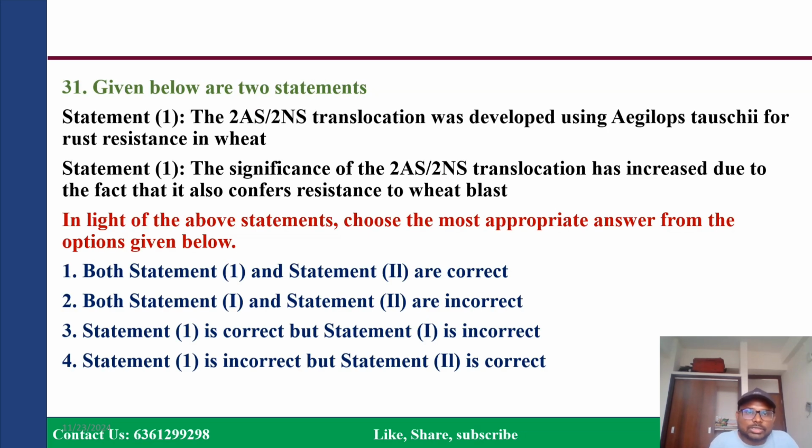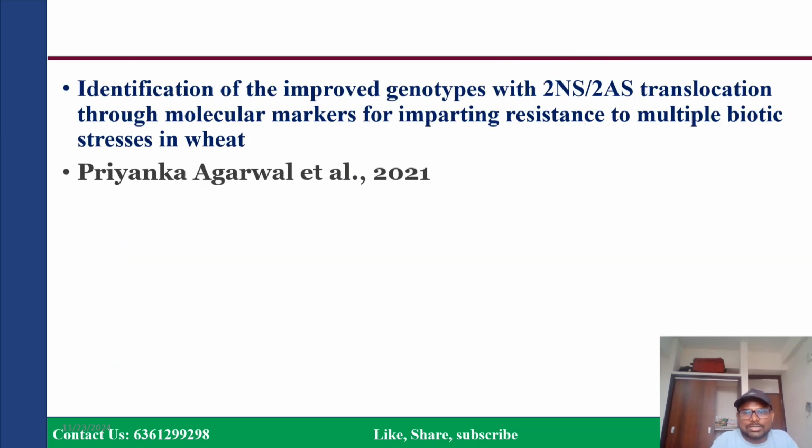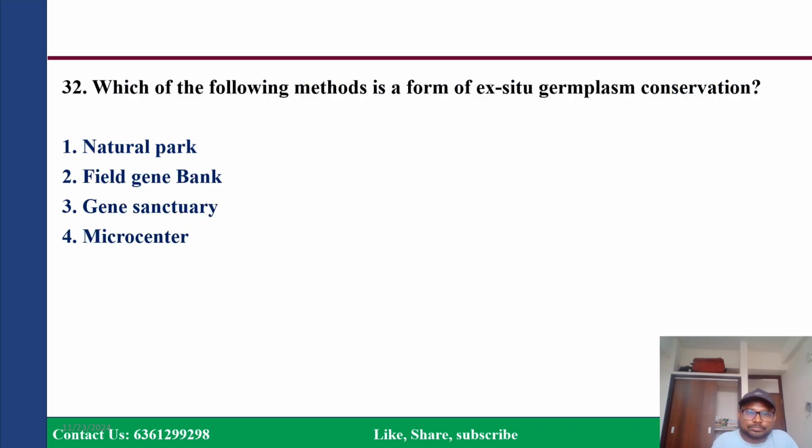Then the 2NS translocation was developed by using Aegilops tauschii. No, Aegilops ventricosa. It's a direct paper. Actually, it's picked from a Priyanka Agarwal paper, 2021, published from IARI authors. Please read this paper. It's a direct question actually.